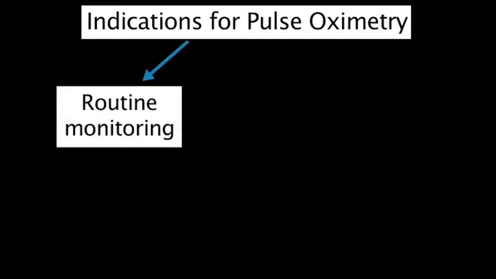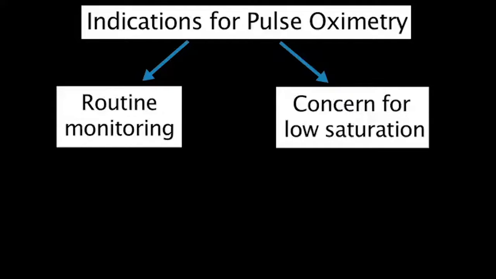Indications. The indications for using pulse oximetry in the clinical setting vary amongst institutions and may include routine oxygen monitoring for all patients, or monitoring only when the provider is concerned that the patient may have a low saturation based on the patient's history, diagnosis, or physical exam findings.